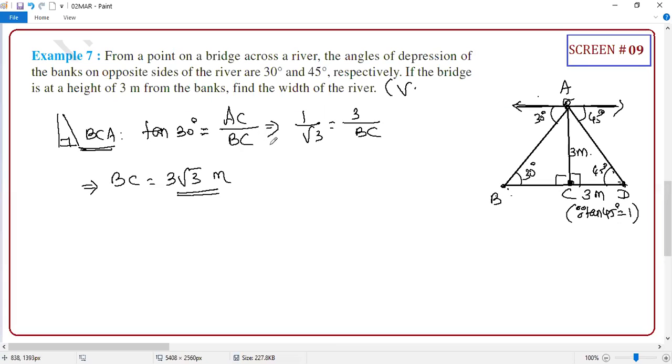Guys, step number 1: read the question properly. Now find the width of the river. Width of the river, you can say BD. You can directly write, no one is going to reduce the mark. That is BC, 3 root 3 plus 3. Maybe you can take out 3, and it is root 3 plus 1 meter.